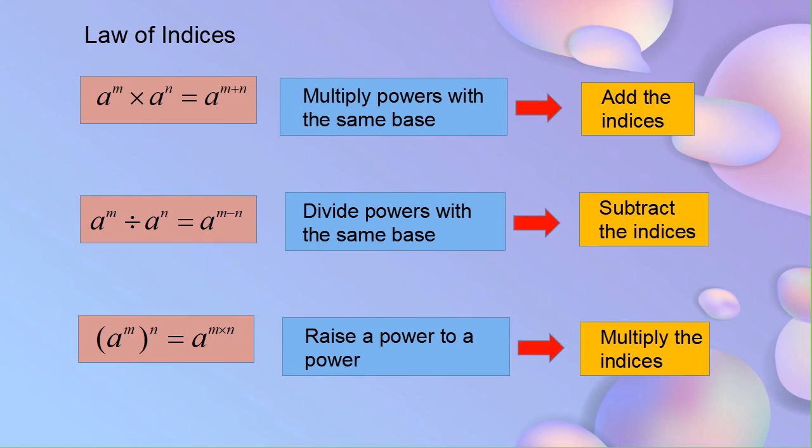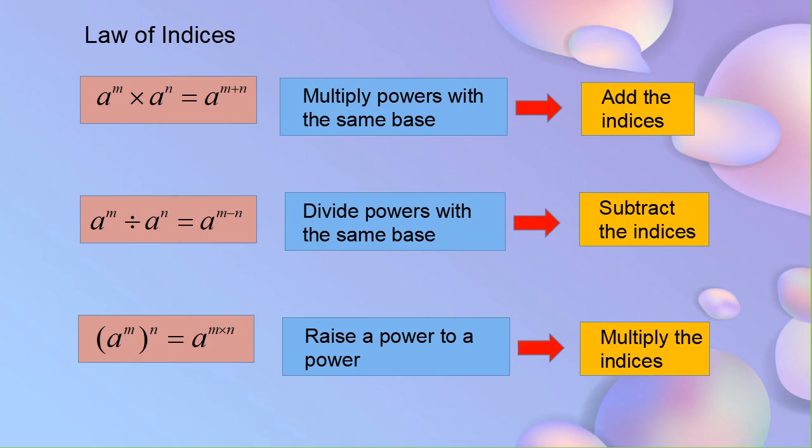Let's look at the fourth law. When we multiply the powers with the same base, all you need to do is just add the indices. Let's look at this example. A to the power of m multiply a to the power of n equals to a to the power of m plus n.